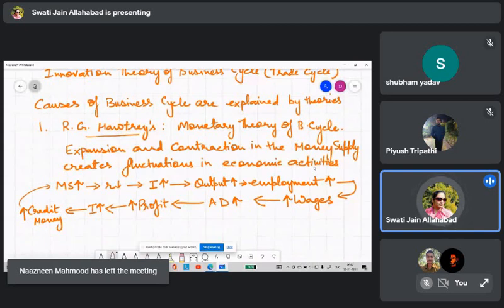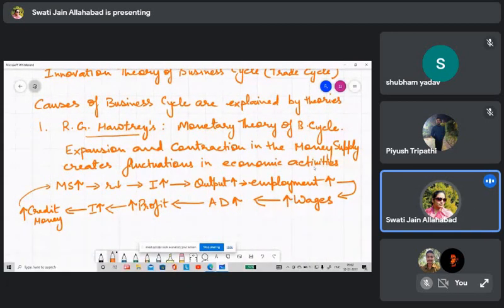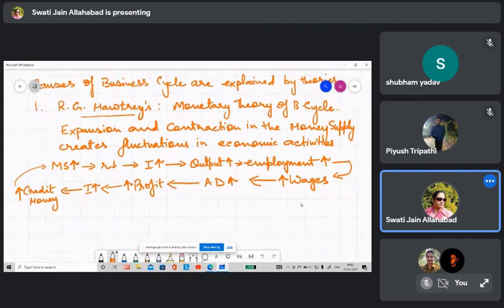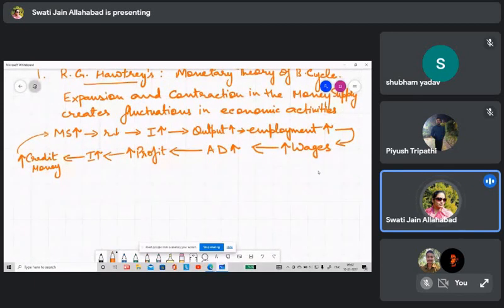When investment goes up, initially it goes up in the consumption goods sector, then later it is followed by the capital goods sector. So gradually across the economic activities, there is expansion. Demand is rising, wages are rising, profits are rising, prices are rising, and this is all due to money supply.